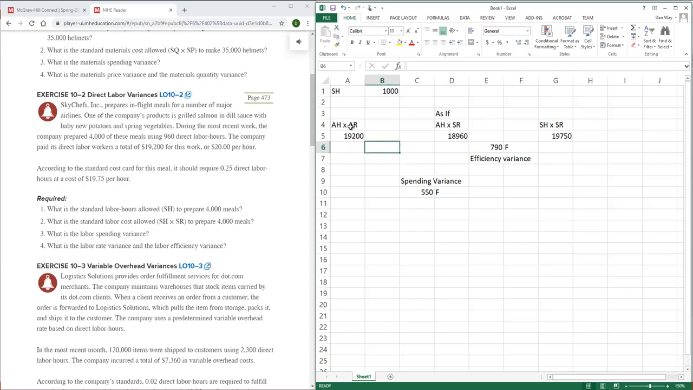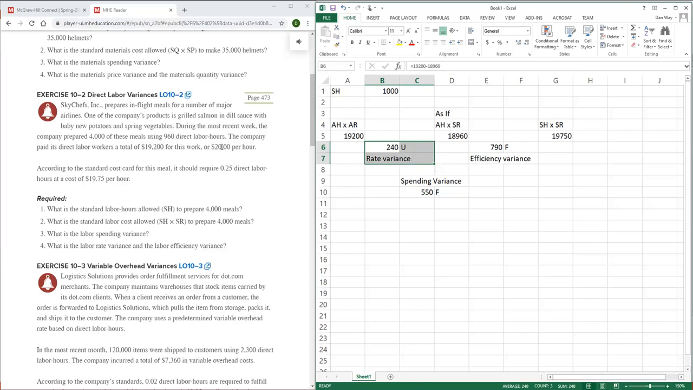And then over here on this side, again, we're isolating the change caused by a difference in rates, the actual rate versus that standard rate. So the total of 19,200 in our actual result minus the 18,960 in our as-if. Again, this is our rate variance. It's $240. Because the actual is greater than the as-if, we'd say that's an unfavorable variance. And again, that lines up with what we spoke of at the very beginning of the problem.